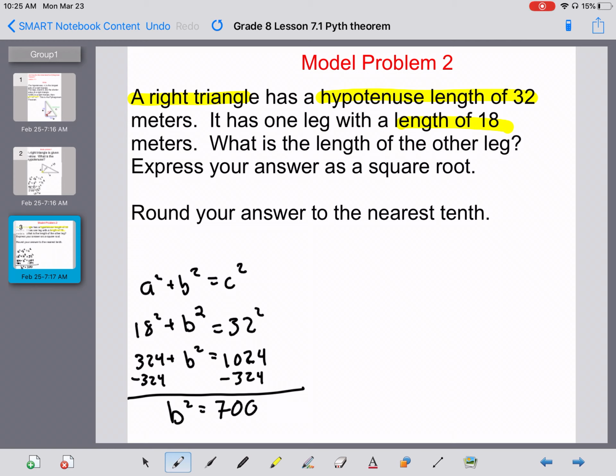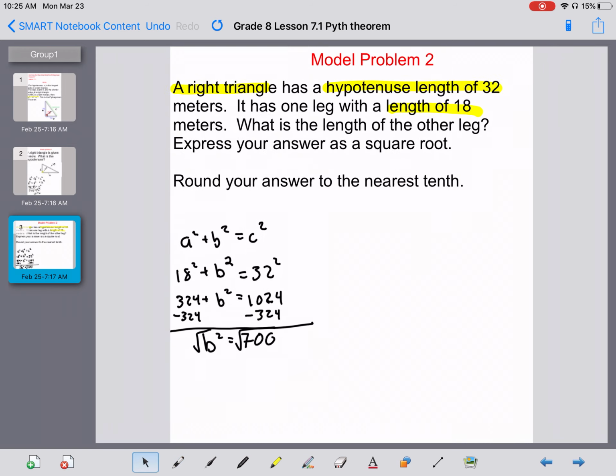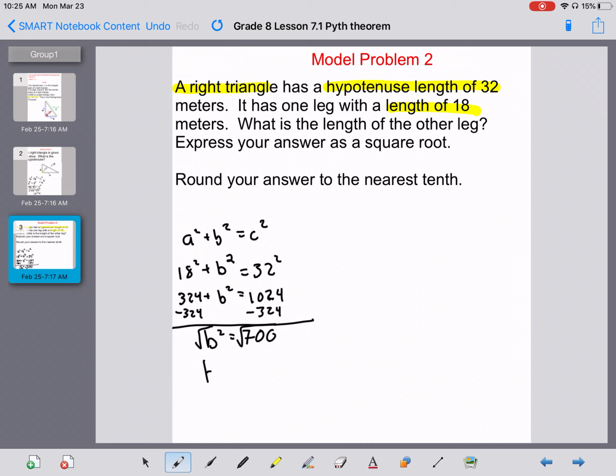Now, to get the B by itself, I have to take the square root of both sides. When I take the square root, I'm just left with B equals the square root of 700. So that is my first answer. Since it says to express your answer as a square root, I'm going to keep that square root in my answer. So I have the square root of 700.